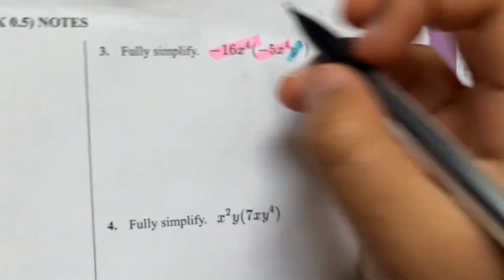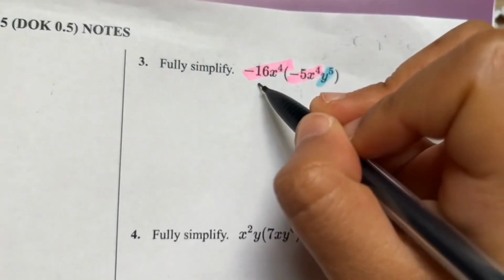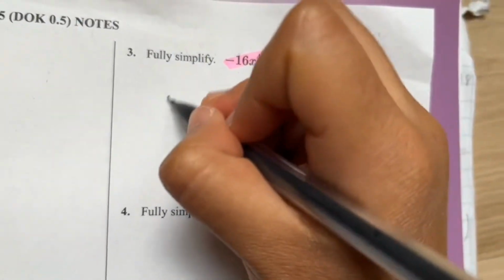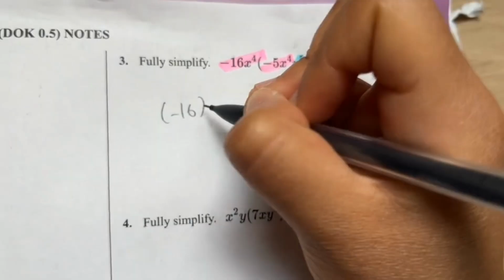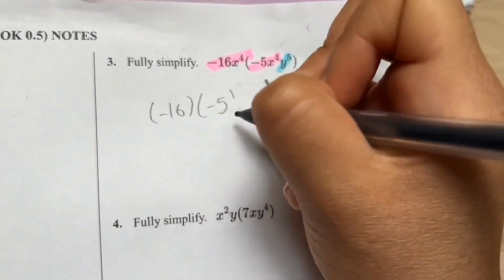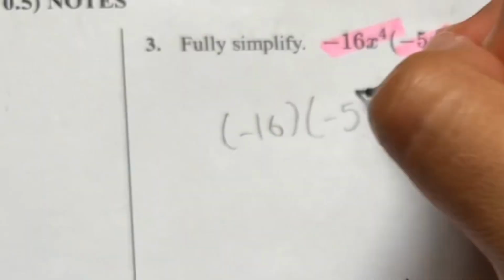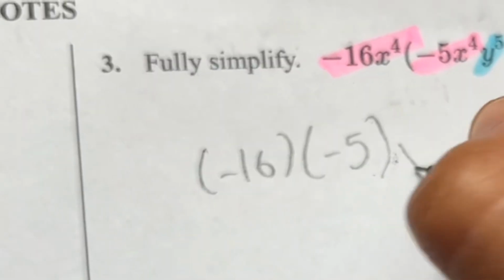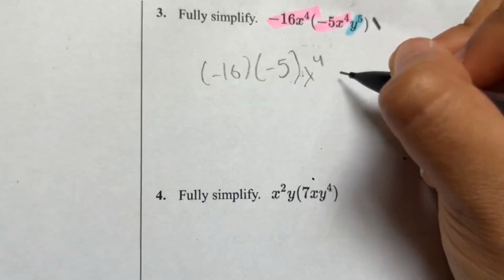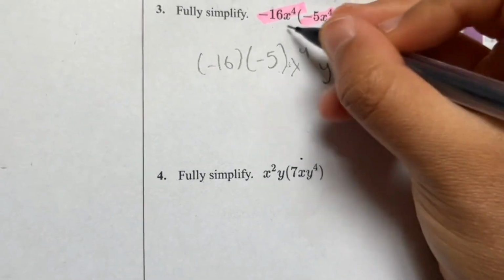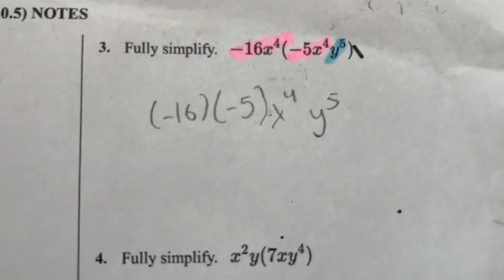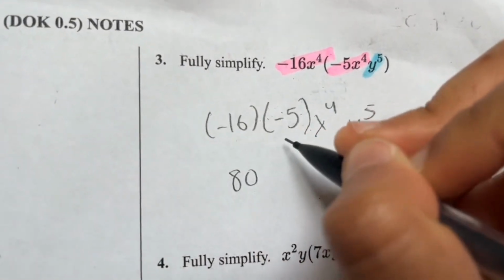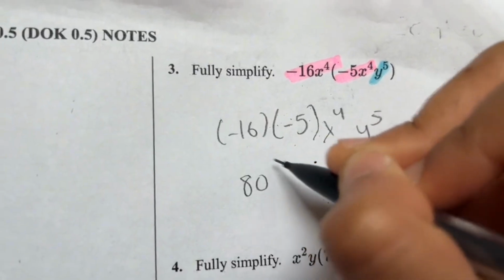Begin again. Sorry. We see -16 times -5. Let's write that. Don't forget the exponent. And then the 5, because there's no y to multiply it, so it's just going to stay the same. 16 times 5, your result should be 80, because a negative times a negative equals a positive. So it's going to be 80.